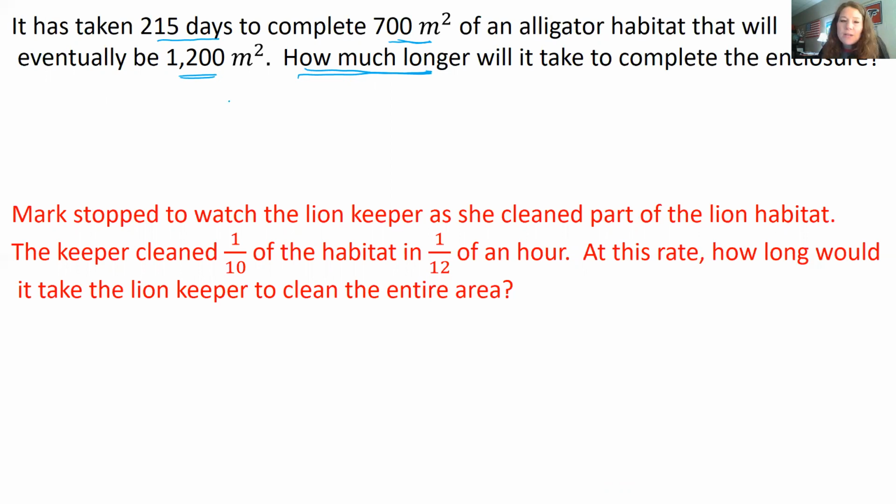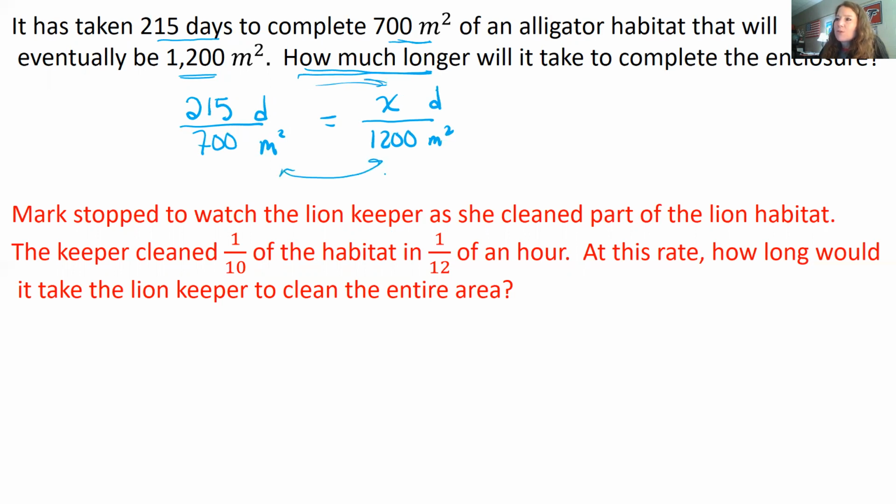All right, so now I looked at Florida Virtual and it shows you one way to set this problem up, but to me it's easier if I just set up a proportion. So I would say 215 days it takes to complete 700 square meters. I want to know how many total days it takes to complete 1,200 square meters at the same rate. So here's my proportion. On proportions, you've got to keep things that are alike together, right? Days and days, and on the bottom, we have square meters and square meters.